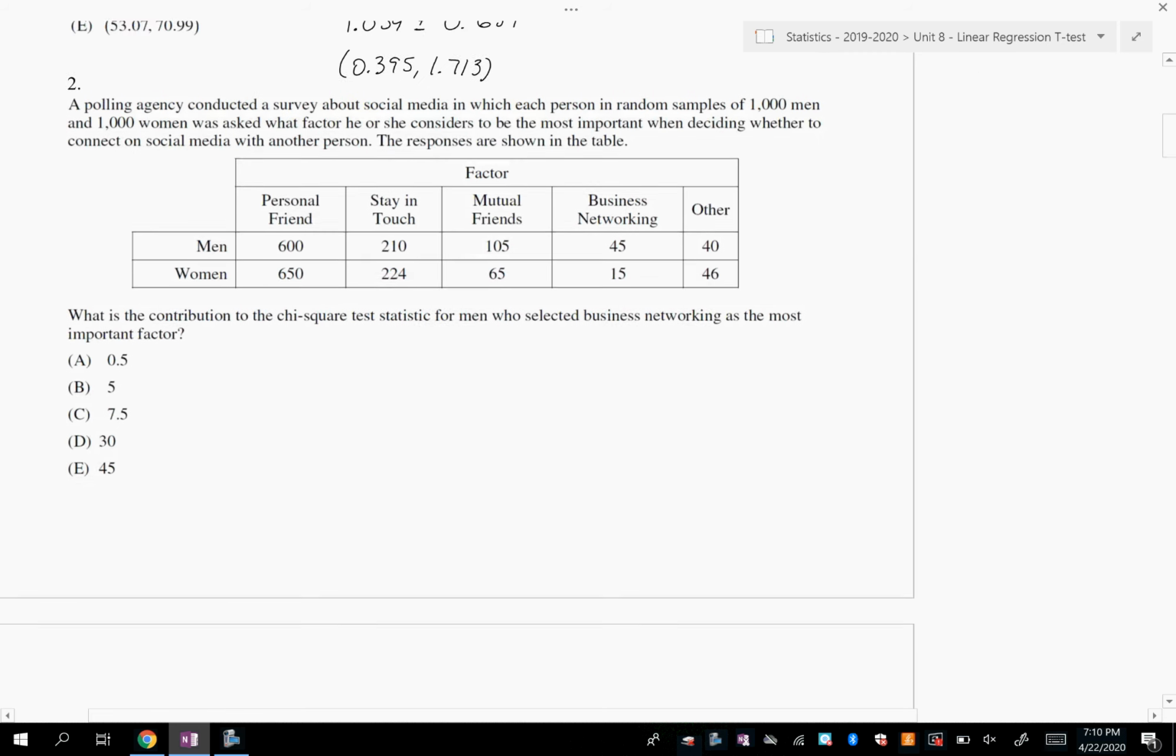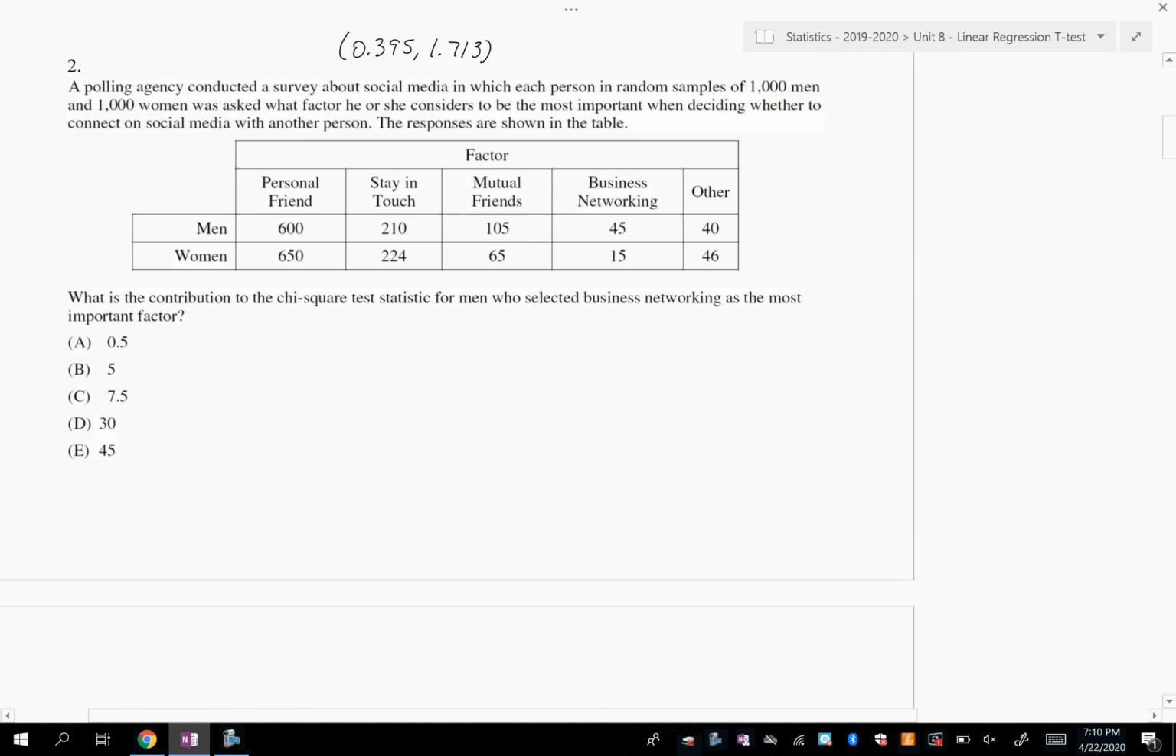Number two. Now, number two is giving you a two-way table, and it asks, what is the contribution to the chi-square test statistic for the men who selected business networking as the most important factor? So that's 45 responses in this table. Now, there's really two ways to do this, and I'm going to show you both ways.